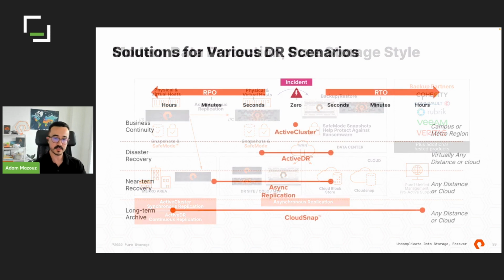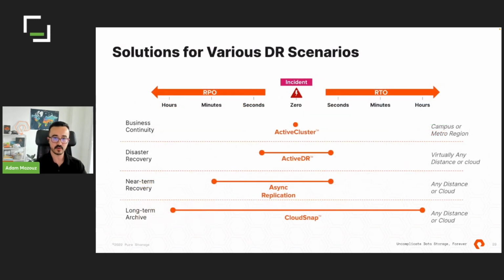Let's dive into each business use case and explain how we can use native replication from Pure Storage to achieve that. If we're talking about business continuity, where you need almost a 0 RPO, or recovery point objective, to a 0 RTO, which is the recovery time objective, Active Cluster can achieve that using stretched storage cluster fundamentals, where your database or your VMware cluster can stretch between those two sites.